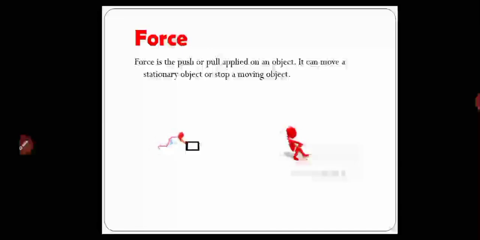If the object is like this box, and this box is placed at a particular position, it's called stationary. So you will try to move the stationary object, or you will try to stop any moving object. To stop something or to move something, you need something called force. If you give some force with your muscles, the object will move or the object will stop.